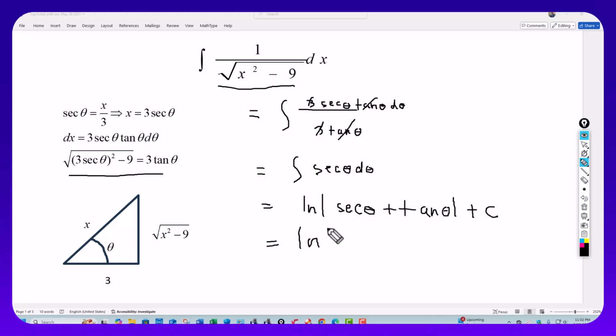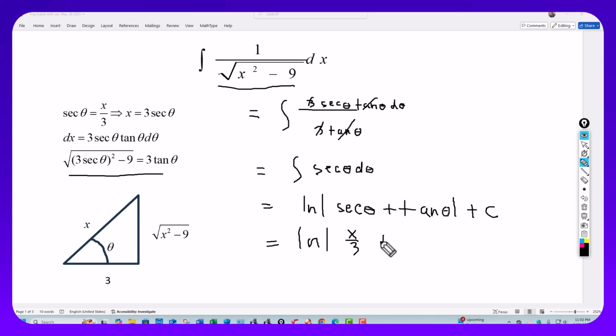It's the absolute value here of secant of theta. How do we get secant of theta? Well, you go to the triangle. Here it is. Make sure you construct this triangle given the information from the problem. So secant is the hypotenuse over the adjacent. That's x over 3. So for secant theta here, x over 3.